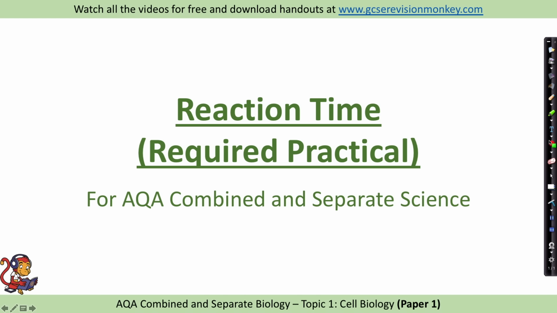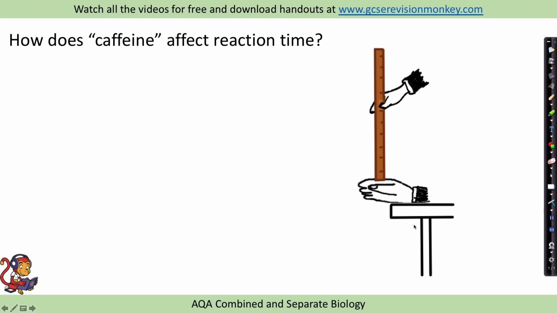Reaction time required practical. As reaction time is so quick, it's very difficult to measure with a stopwatch. So instead we're going to measure reaction time using the ruler drop test. For example, we could ask the question, how does caffeine affect reaction time? Now this is just one example of a factor that we could investigate. You could well in the exam be asked about something like distractions or tiredness or something like that. So this here could change and become a different factor.